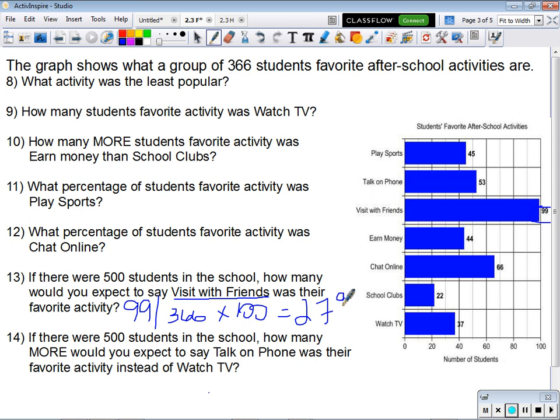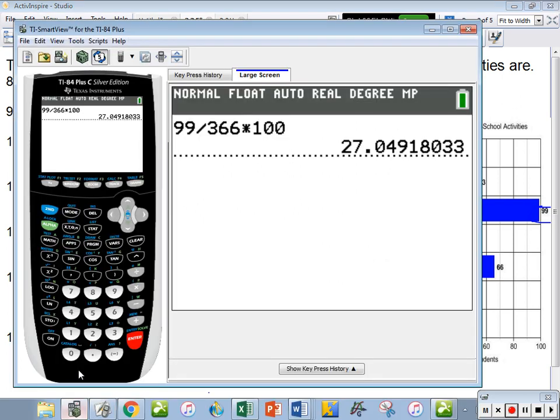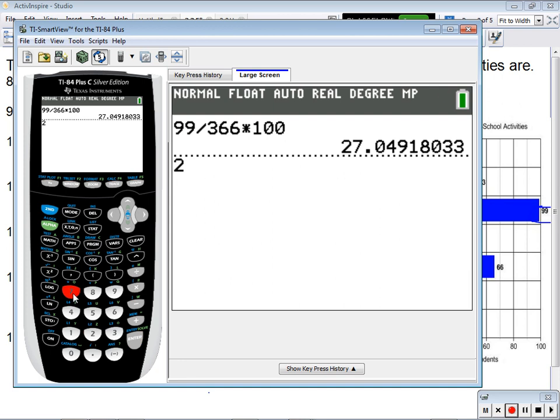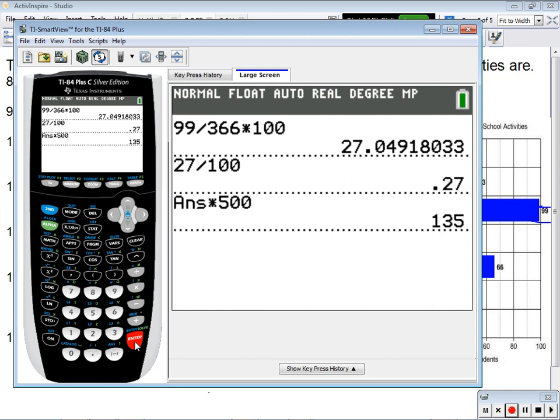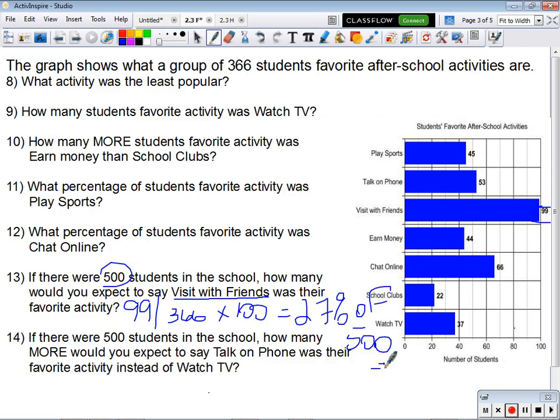Now what I want to know is what's 27% of 500? So to do that, I'm going to take 27%, I'm going to convert it to a decimal. So I'm going to do 27 divided by 100, which will be 0.27. So I'm going to take that times 500. And when I do that, I get 135 students. So that's how many we would expect to say that visit with friends was their favorite activity out of 500.